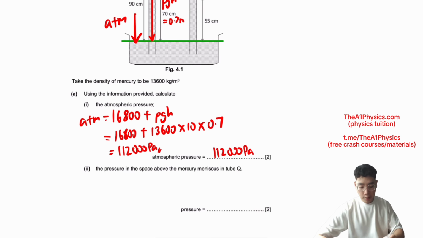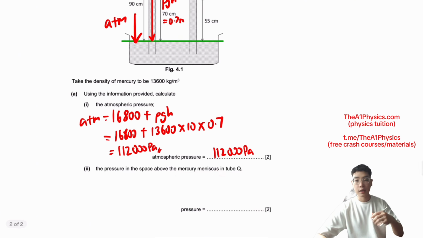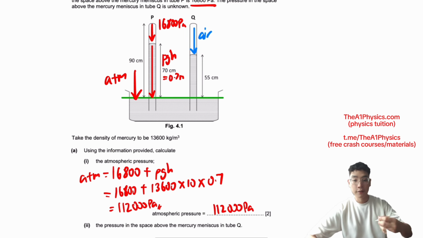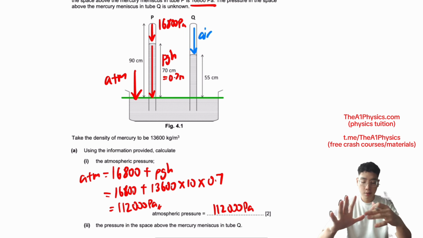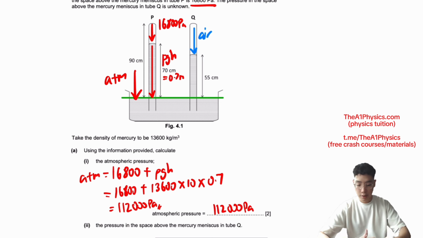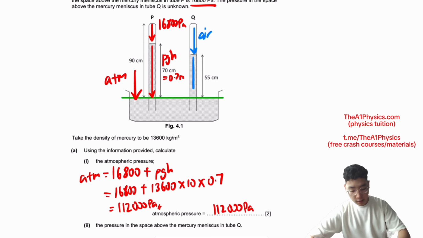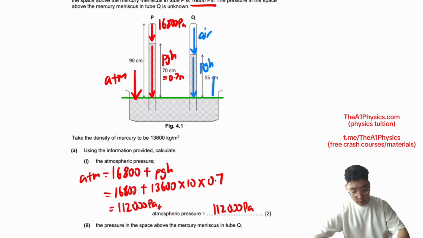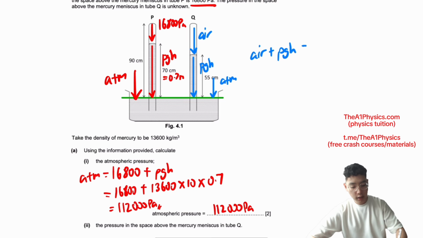So how do we find the pressure of the space above the mercury in tube Q? We're trying to find this pressure of the trapped air on top of Q. How do we find this pressure? We just make our barometer equation. Inside there'll be trapped air, and there'll also be the mercury pressure rho GH. And on the outside, there'll be atmospheric pressure. So now our equation becomes air plus rho GH equals atmospheric pressure.